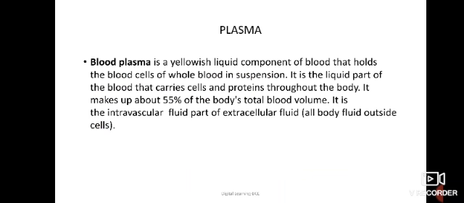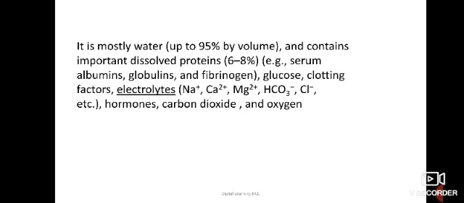Blood plasma is a yellowish amber or straw colored liquid component of the blood that holds the blood cells in suspension. It is the liquid of the blood that carries blood cells and proteins throughout the body. It makes up about 55% of the body's total blood volume. It is the intravascular fluid part of the extracellular fluid, that is, all body fluids outside the cells.